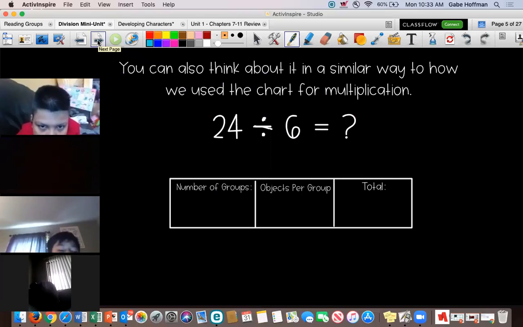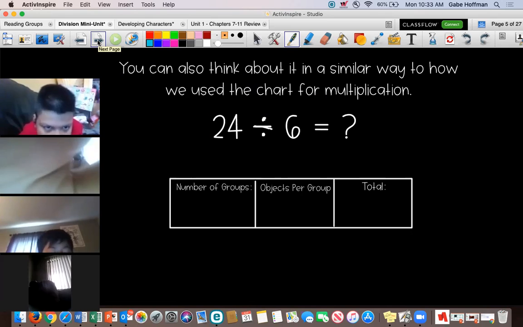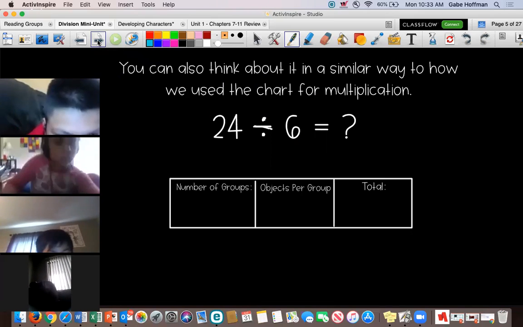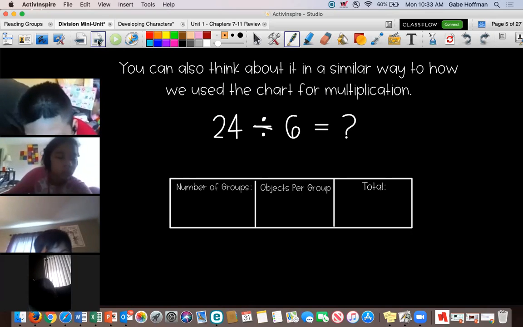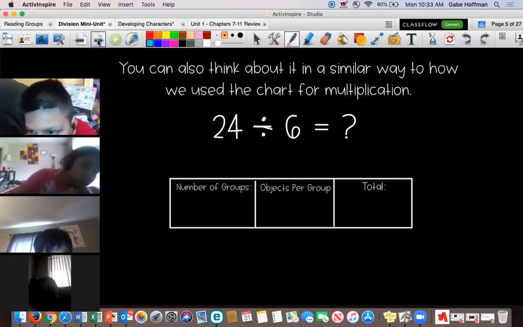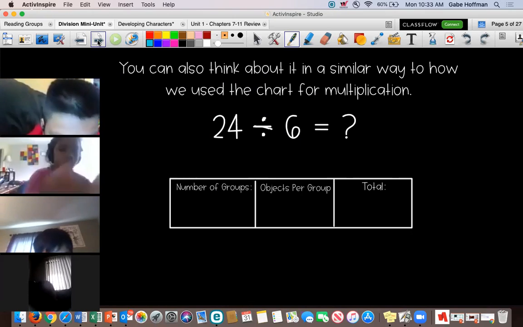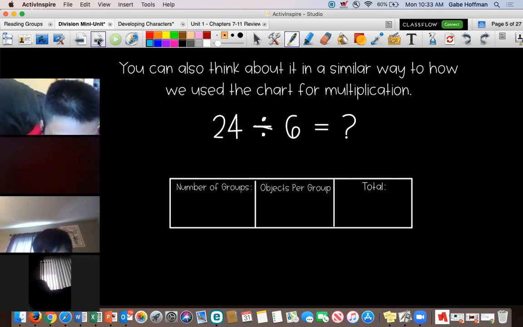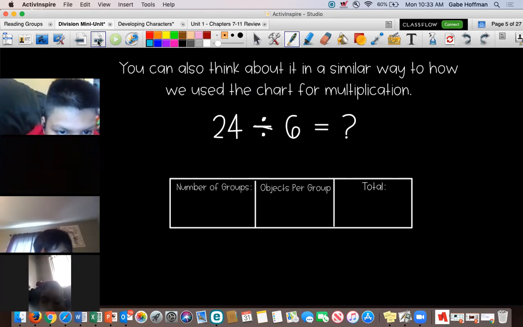Okay, here's the chart I was talking about. That chart's gonna come back. So this is another way we can visualize the problem. So we have 24 divided by 6 equals something, okay? So our number of groups or objects per group, in multiplication, we kind of knew those already. But right now, hold on, we'll start with our total. What's our big number?